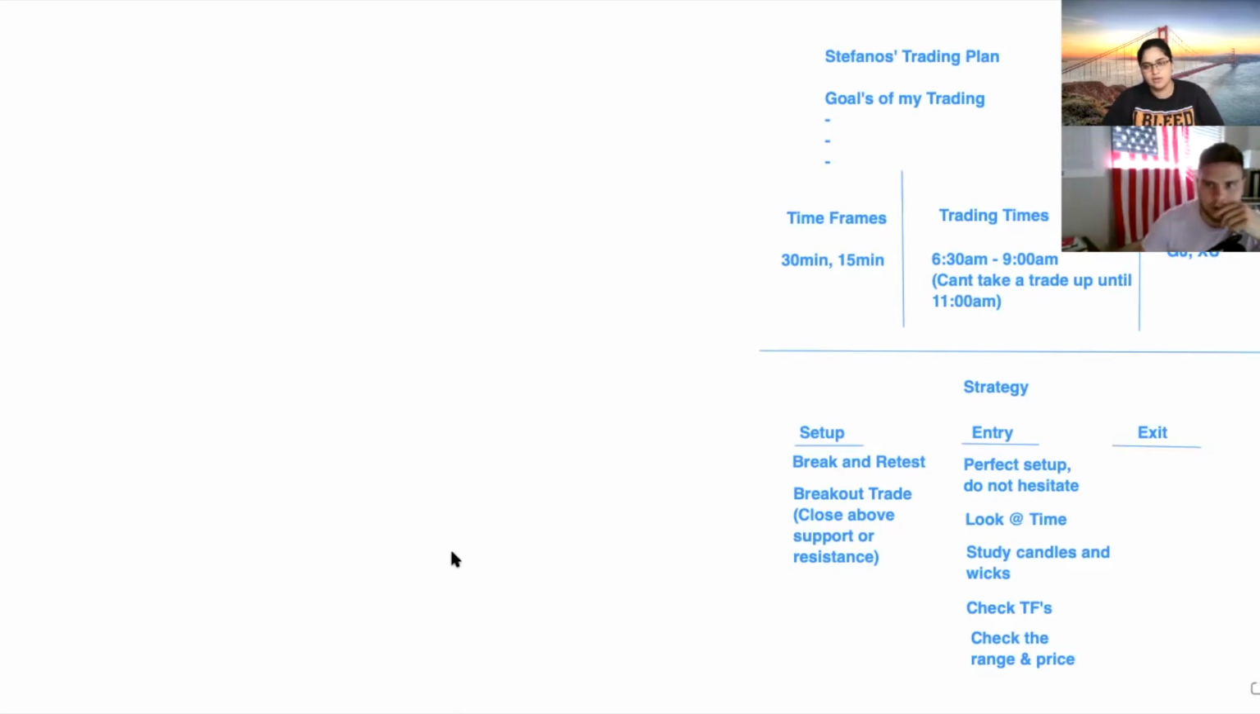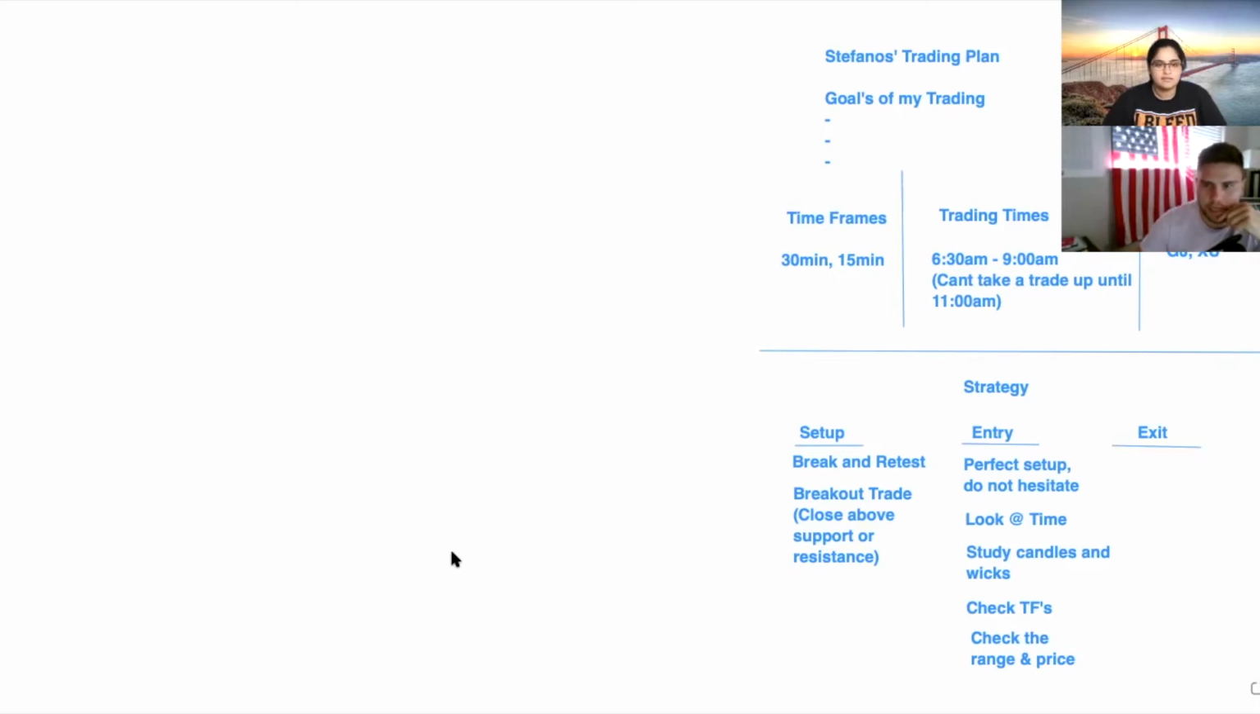Then he's like, okay, well, out of those two, let's say, for example, there's a break and retest. Then he's looking at, is it a perfect setup? Yes, it is. Don't hesitate. Go for it. Look at the time, study the candles, check the time frame. If you can check off every single one of these, then it's like, all right, here's my entry.